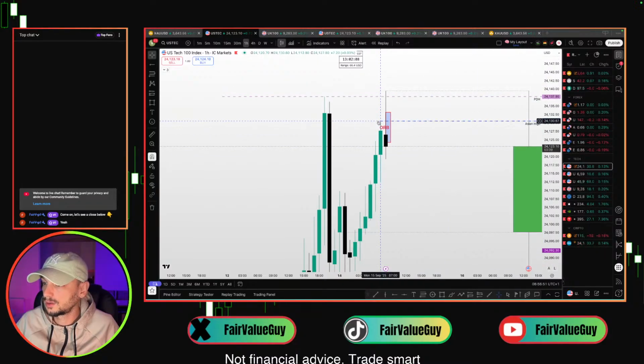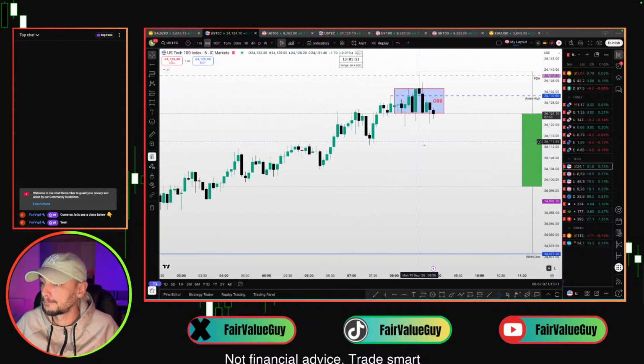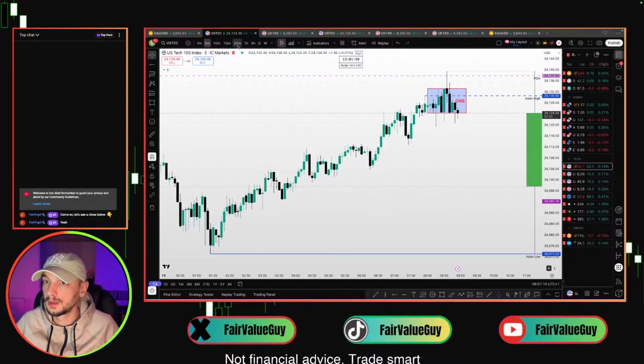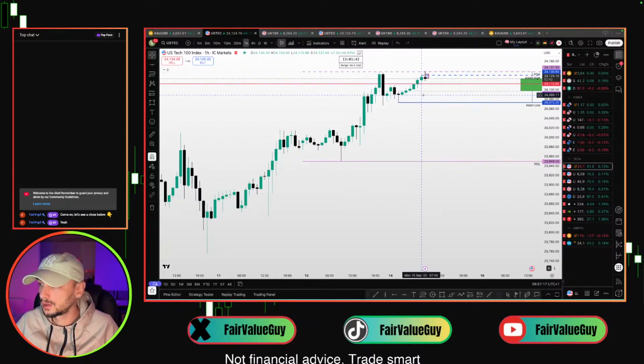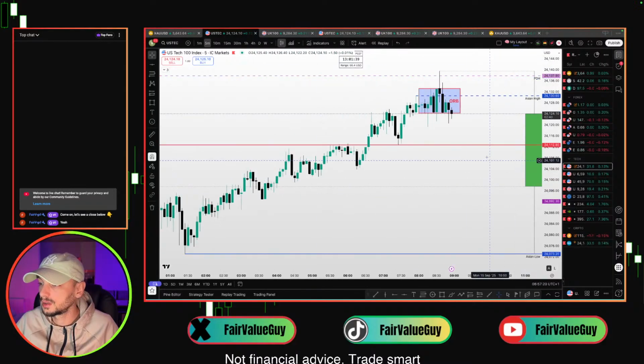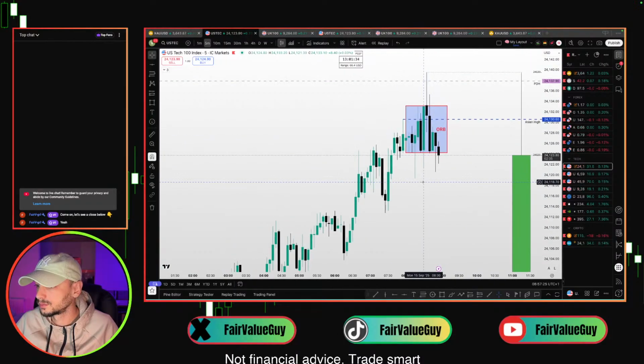Okay, if 1 hour candle closes like this, we have CRT, and the target should be those lows here. Let me just see again what are those lows. We set these lows, 5 minutes. It's not too far away. There's a fair value gap here.